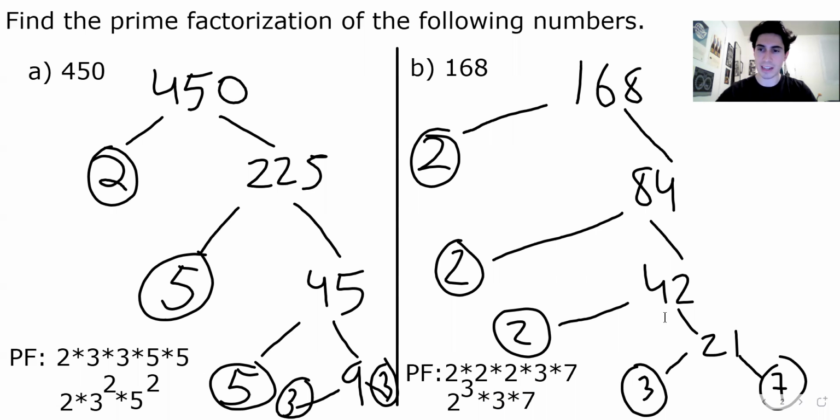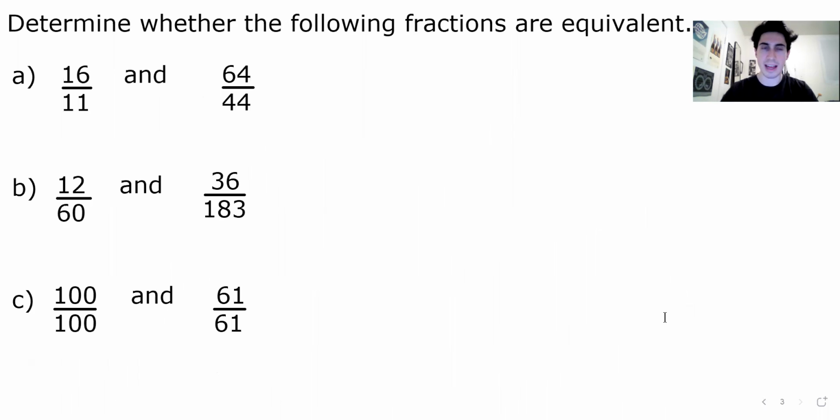Moving on, that's prime factorization. The last few examples here, we're going to determine whether the following fractions are equivalent. It's one of the most recent things we learned about in our class. So let's take it one example at a time. We've got example A here. We're comparing 2 fractions, 16 over 11 and 64 over 14. We're looking at this one right now.